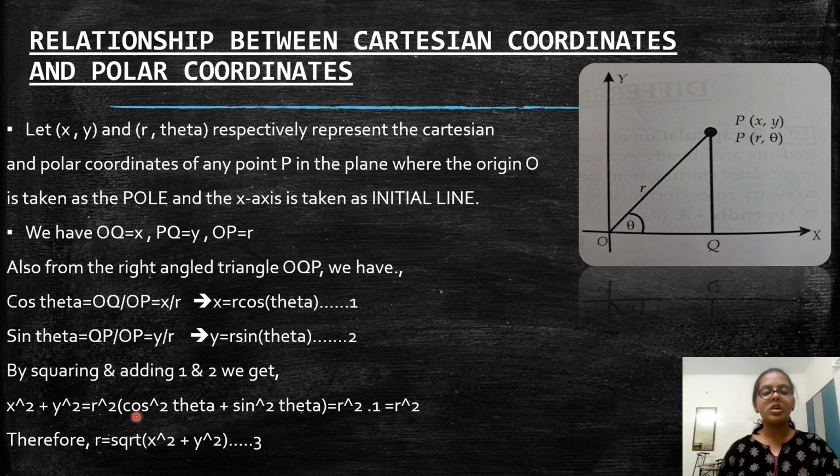So when we take cos square theta plus sin square theta, we know that this is equal to 1. So this equals r square into 1, which is finally equal to r square. Therefore, r is equal to root under x square plus y square.